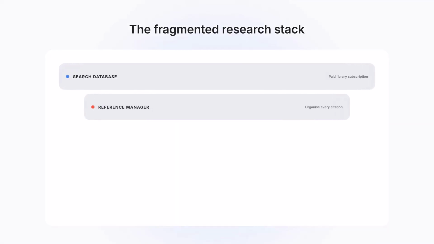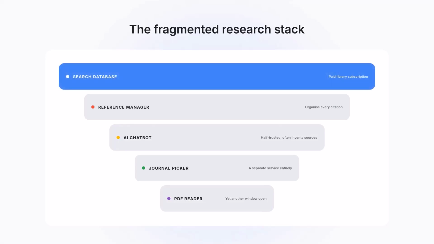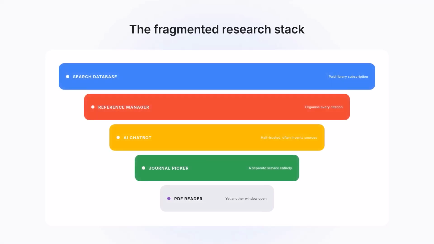Think about what a single literature review actually costs you in tools. A search database your library pays for, a reference manager, a general AI chatbot you half trust because it invents references, a separate service to pick a journal, and a PDF reader. 5 tools, 5 logins, 5 learning curves, and often 5 separate bills.